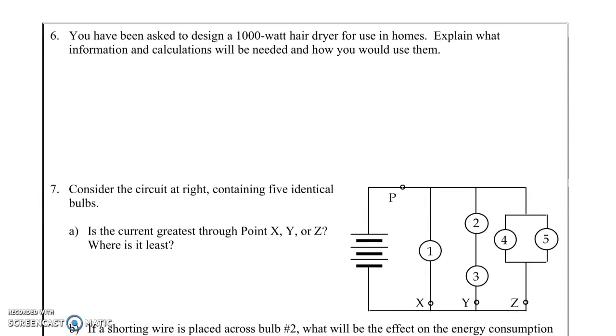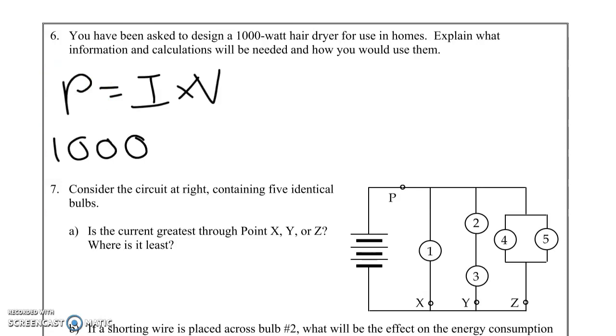Number 6, we are designing a 1000 watt hairdryer for use in homes. Explain what information and calculations will be needed and how you would use them. So we know that the power is equal to the current times the voltage. That means that in order to make the power 1000 watts, we have to know the current and the voltage.